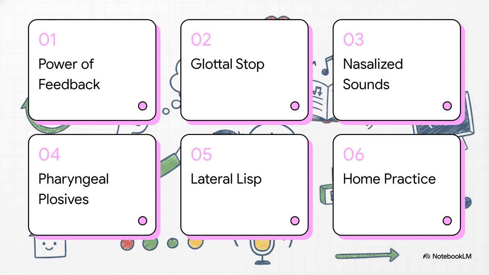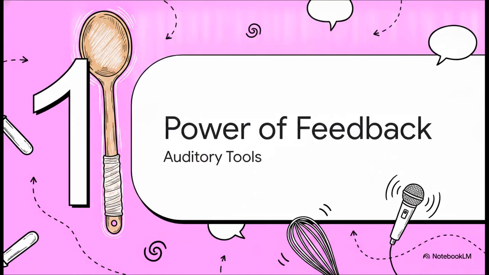Here is our roadmap for today. We'll cover 1. The power of feedback. 2. Conquering the glottal stop. 3. Fixing nasalized sounds. 4. Addressing pharyngeal plosives. 5. Correcting the lateral lisp. And 6. Home practice for success. All right, let's jump right into section 1, the power of feedback.